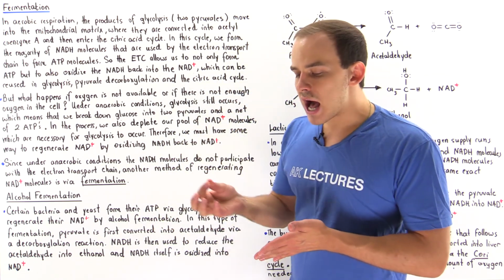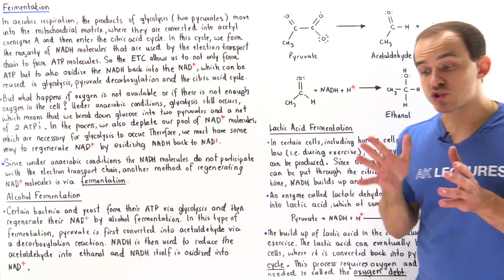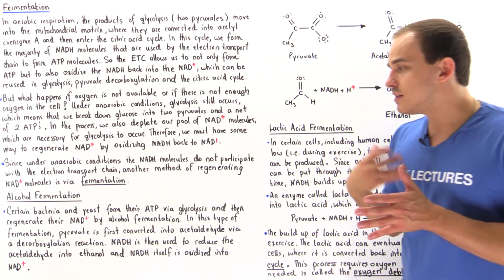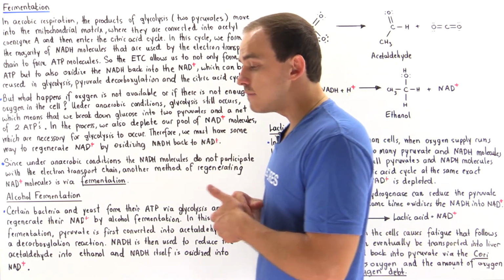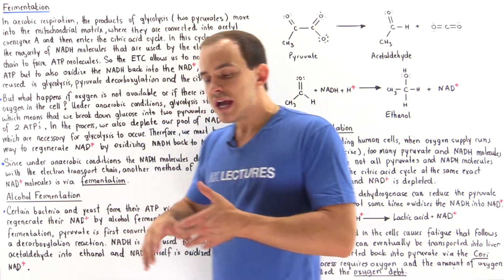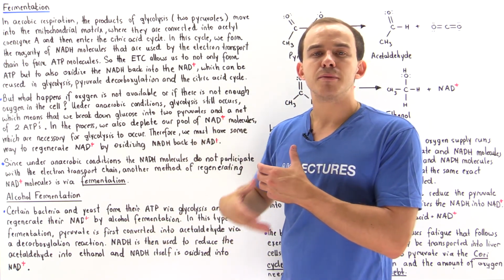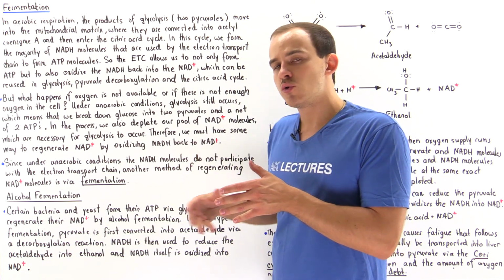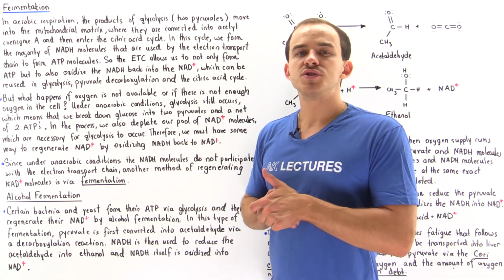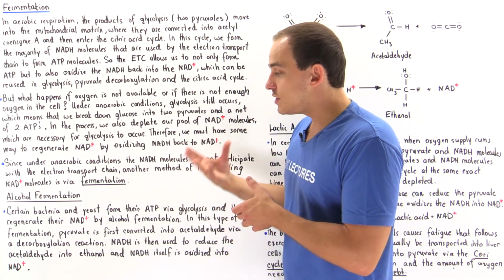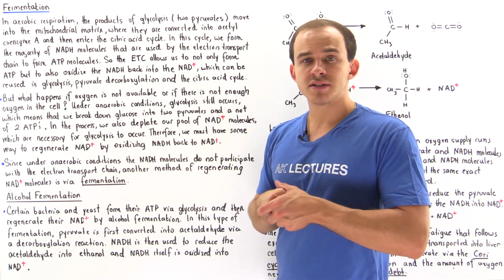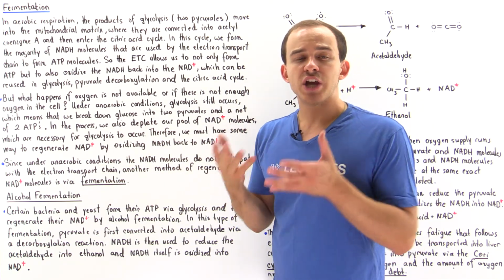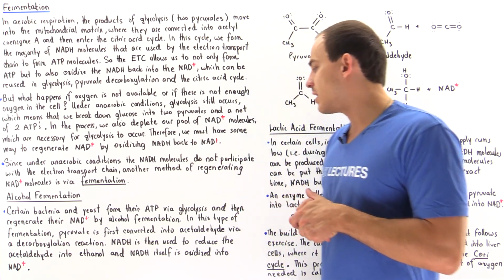Certain types of bacterial cells as well as yeast cells basically undergo this process of alcohol fermentation. So glycolysis is the method by which they create ATP molecules, and in order to continually create those ATP molecules, our yeast cells as well as bacterial cells have to actually regenerate the NAD plus molecules.